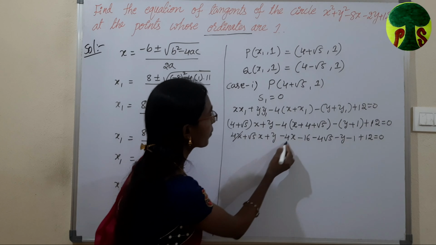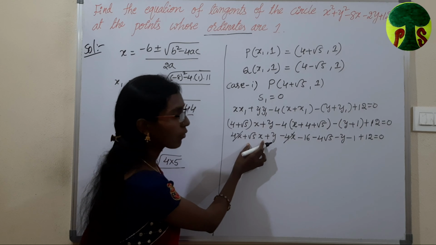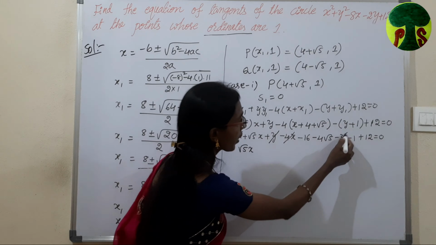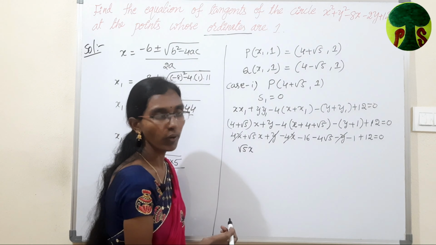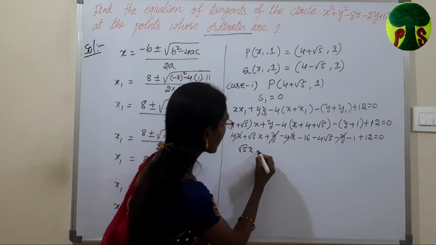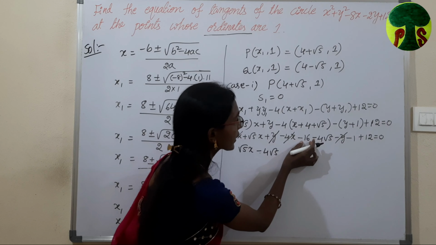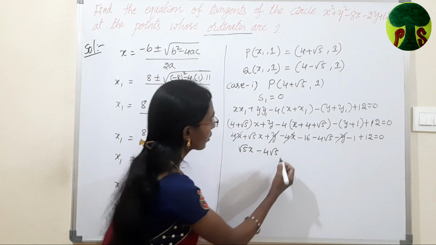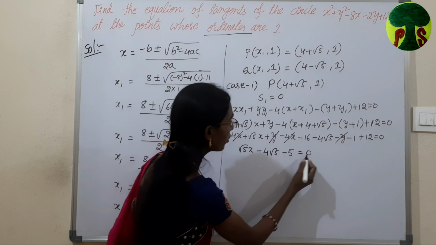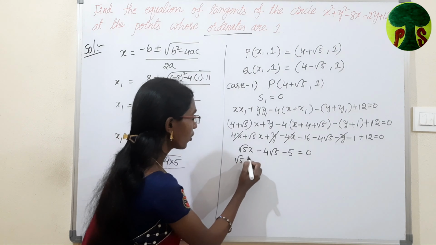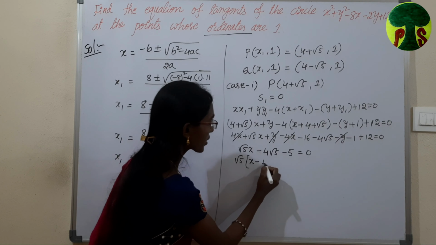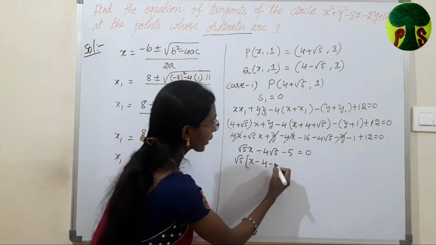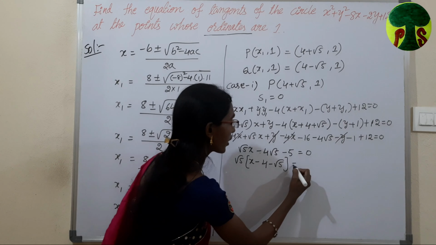If you observe, 4x minus 4x gets cancelled, and here we have only one x term, that is root 5 x. The y term, plus y minus y, gets cancelled and there is no y term. The constant is minus 4 root 5 minus 16 minus 1 is minus 17, minus 17 plus 12 is minus 5. So minus 5 is equal to 0. I am taking root 5 common. After taking root 5 common, we will get x minus 4, and here we can express 5 as root 5 into root 5. So we will get root 5, which is equal to 0.